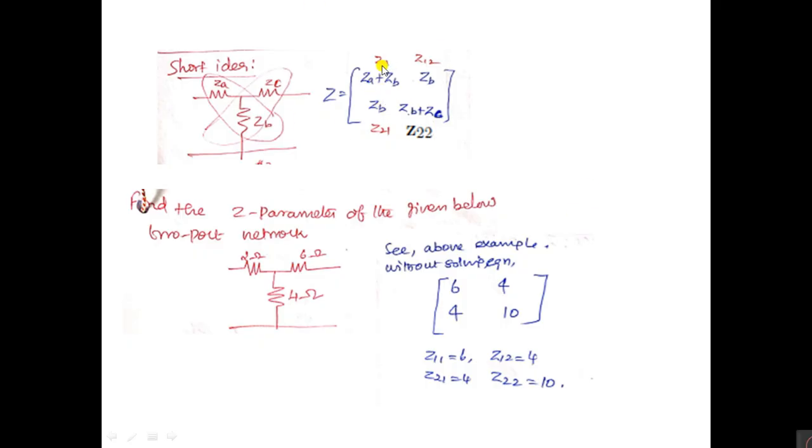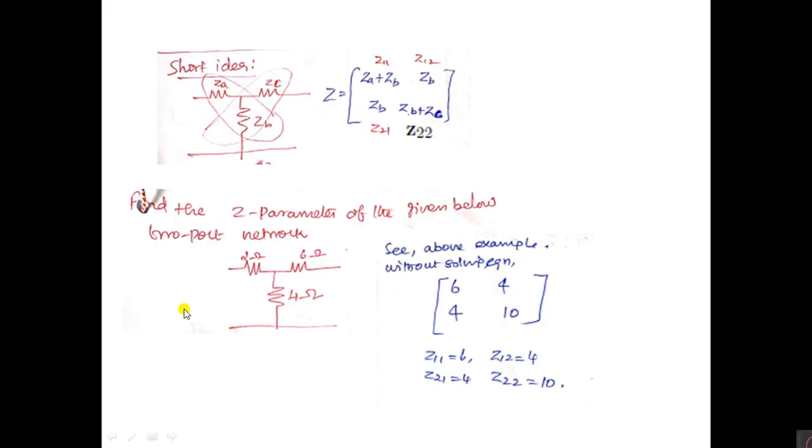So Z11 is a summation of these two. This is applicable when the given circuit is in star format. Got it? In star format. Star network. So Z11 is the summation of ZA plus ZB, and Z12 is the common between these two, that is ZB. Z21 equal to ZB, and Z22 is the summation of these two. So the first corner value is ZA plus ZB, the second corner value is ZB plus ZC, and the remaining Z21 and Z12 become ZB, the common term.